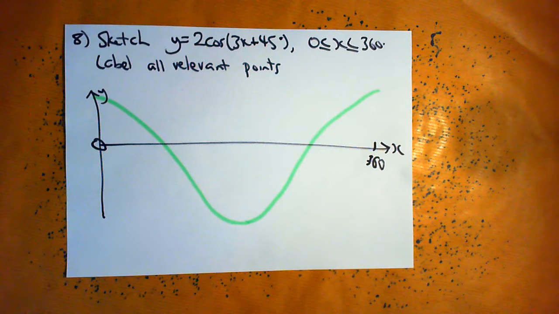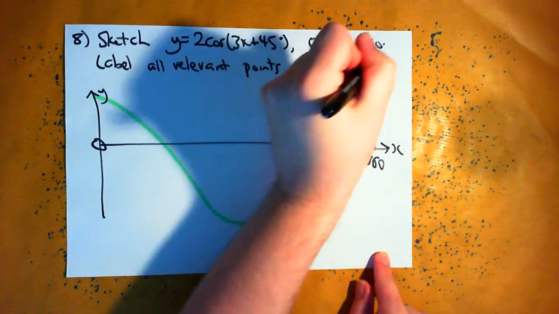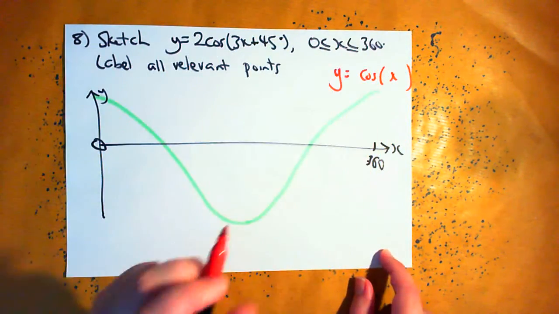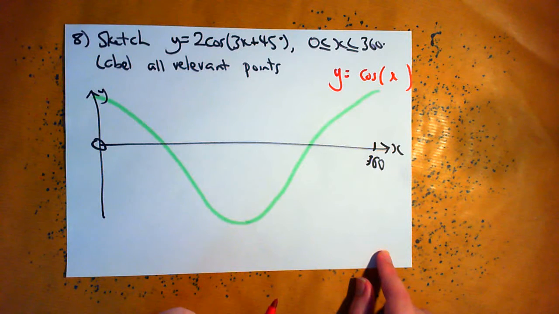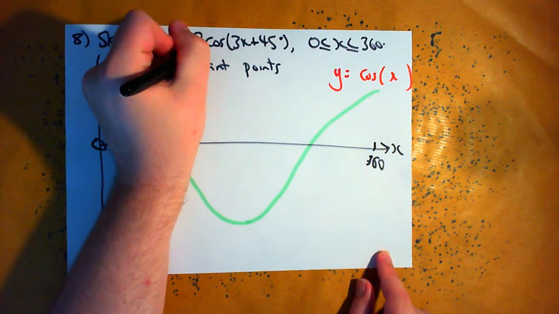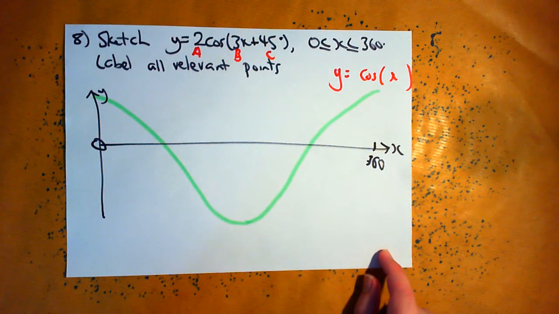Okay, so what we see there in green is the graph of just y equals cosine of x. So what we've got here is y equals cos of x so far. We need to work out what A, B and C are in terms of this cosinusoidal function. So A is 2, B is 3 and C is 45.